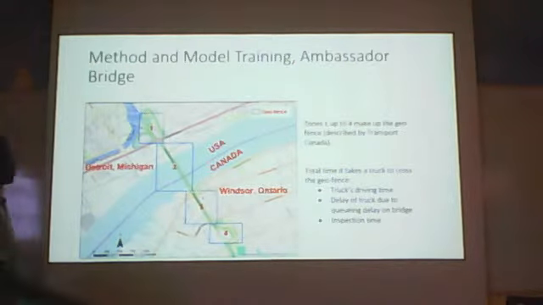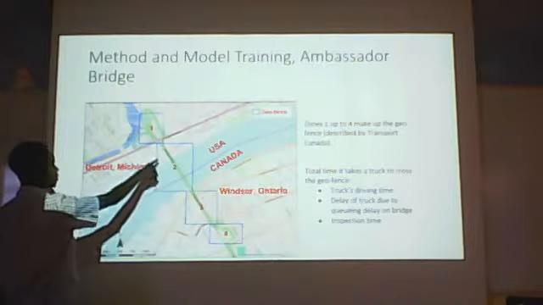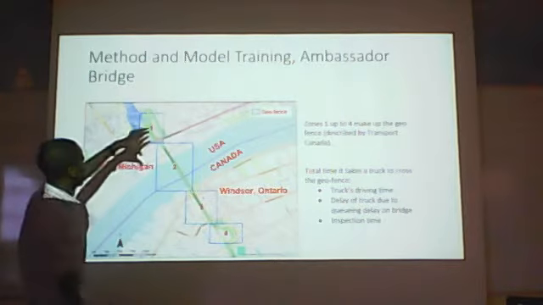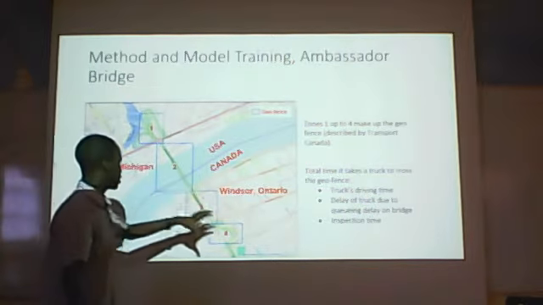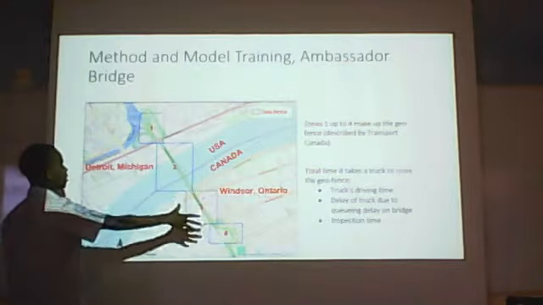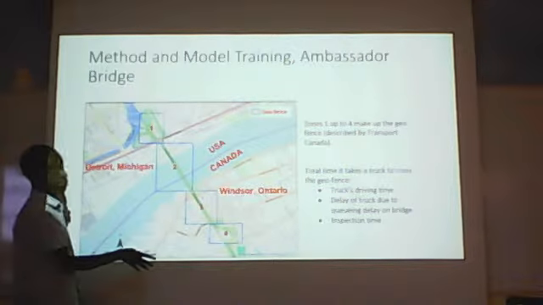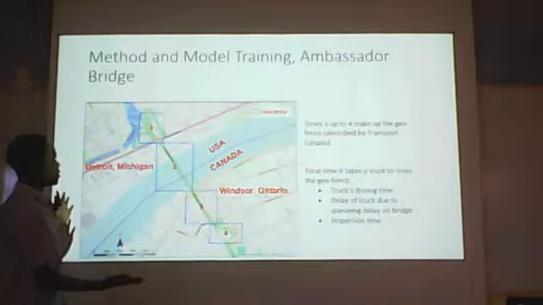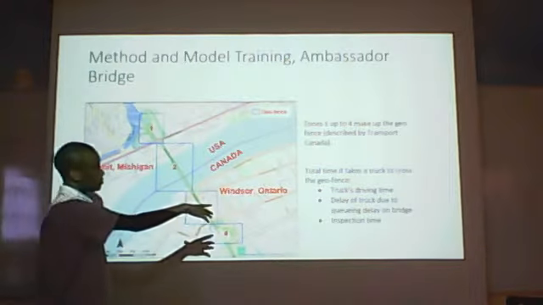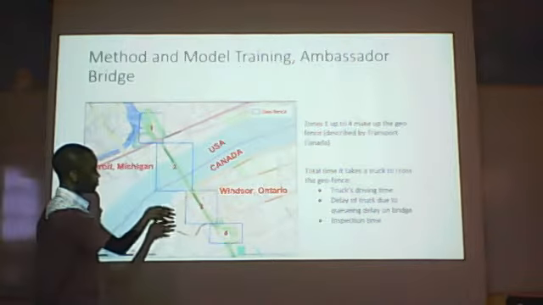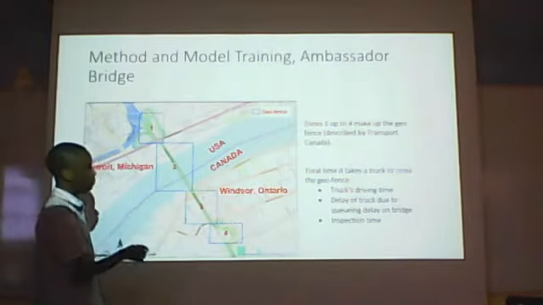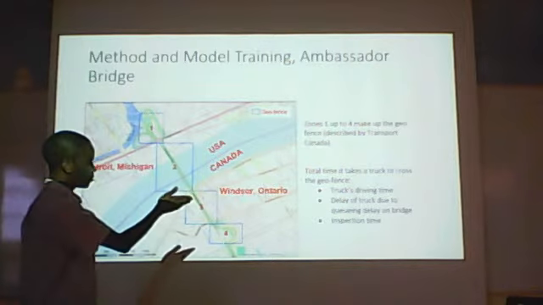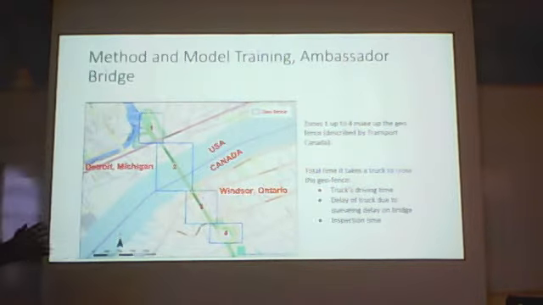So basically, this is the Ambassador Bridge, which connects the USA, from Detroit to Windsor. And these zones that you see actually fulfill the second objective, the crossing time. The crossing time is made up of the time it takes for the truck driver to go from one side to another, as I said before. And then there is also the delay, which is dependent on the carrying delay, and then the inspection time.